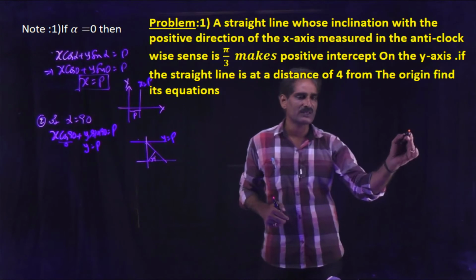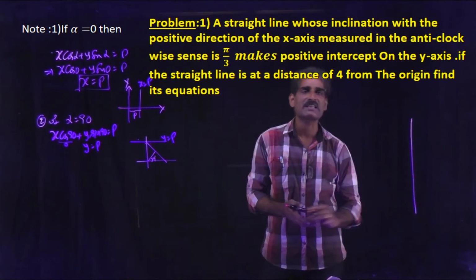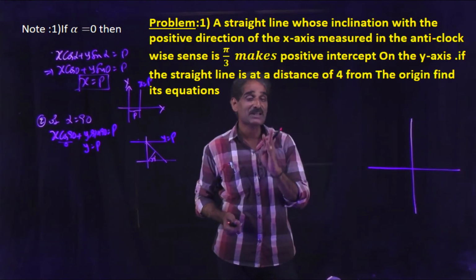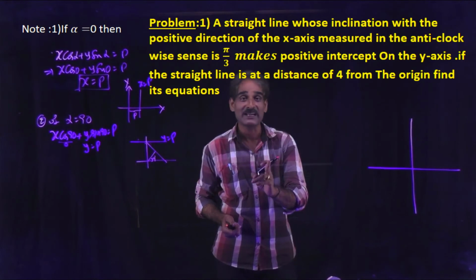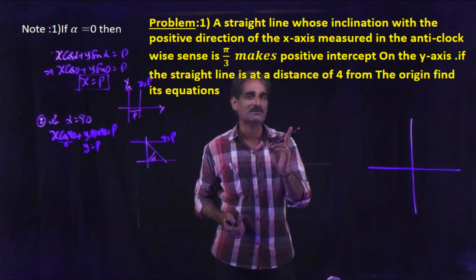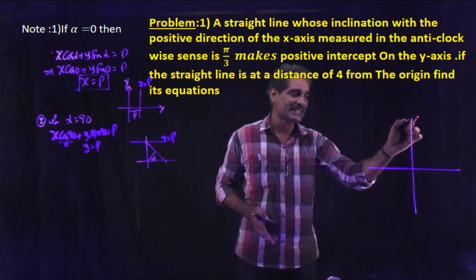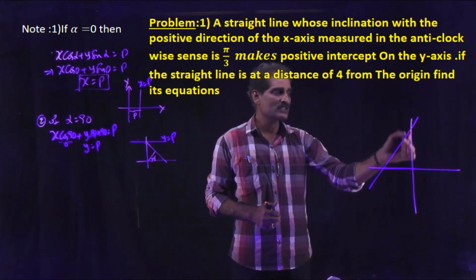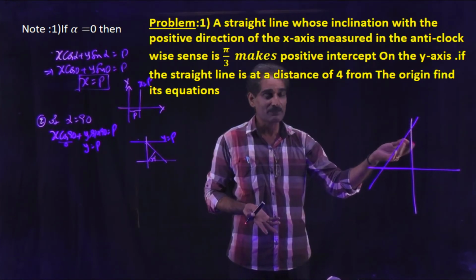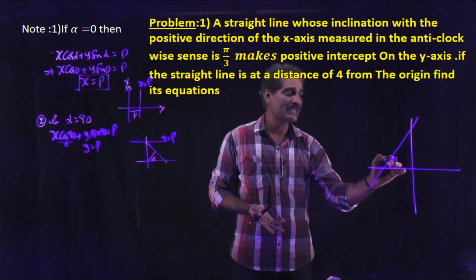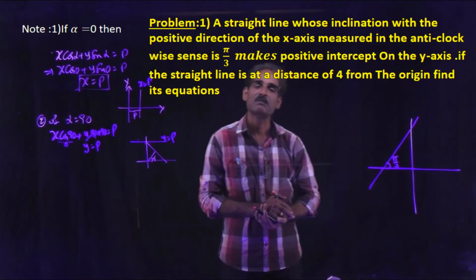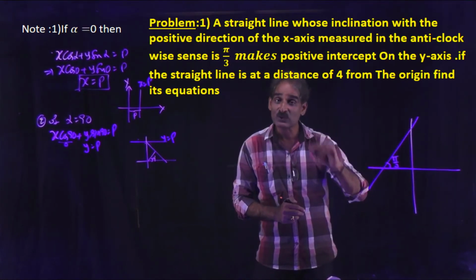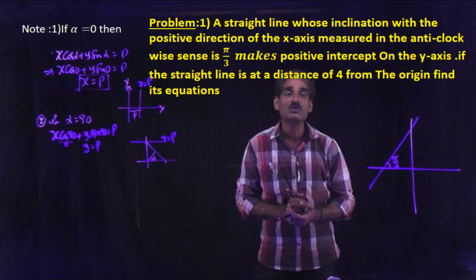Let us draw the figure. This is the y-axis, this is the x-axis. Here, the inclination of the line is 60 degrees, pi by 3, and it has a positive y-intercept. So you should take it in the second quadrant only. Understand? Here, this is intersecting the positive side of the y-axis. That means it has a positive y-intercept and 60 degrees, pi by 3. We have to find this line, and it is also given that it is 4 units from the origin.